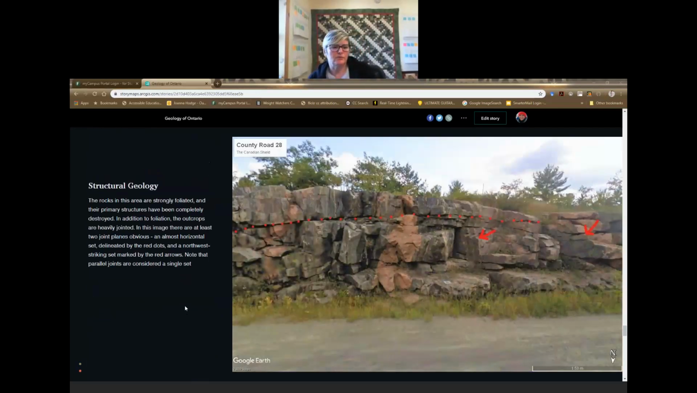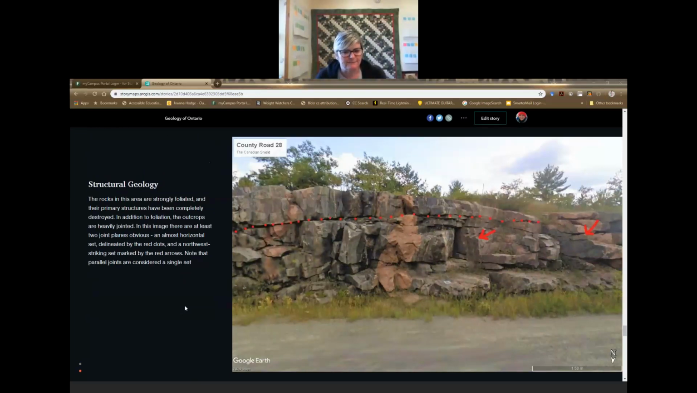If we take a look at this from a structural perspective, we see that they are strongly foliated, and any primary structure that might have been evident in these rocks has been completely destroyed. So this is material that was deposited on the ocean floor. We could potentially have seen basalt pillows. We might have seen some layering of the lava flows. That has been completely obliterated by the foliation and by the compressional stress that was imposed from subduction.